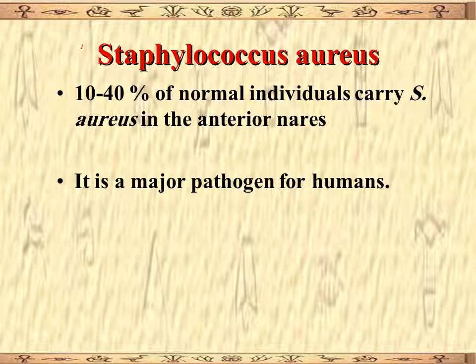Let's start with Staphylococcus aureus. About 10 to 40% of normal individuals who are not suffering from any disease are considered carriers for Staphylococcus aureus, which is present in the anterior nares. The danger of such people is that they shed these organisms, which can be transmitted to others, causing pathogenic diseases in them. But these individuals acting as carriers are not showing any disease or any evidence of having this bacteria. Staphylococcus aureus is a very important and common pathogen.